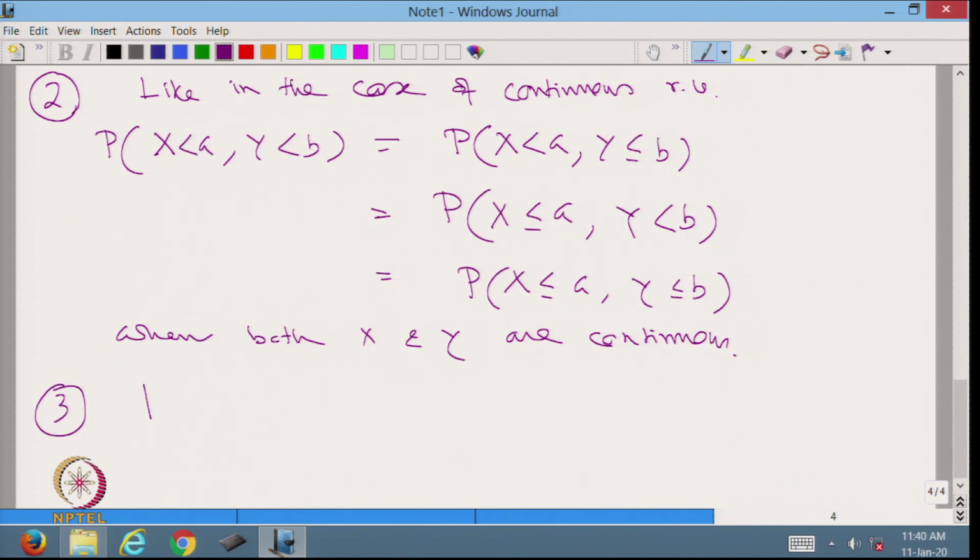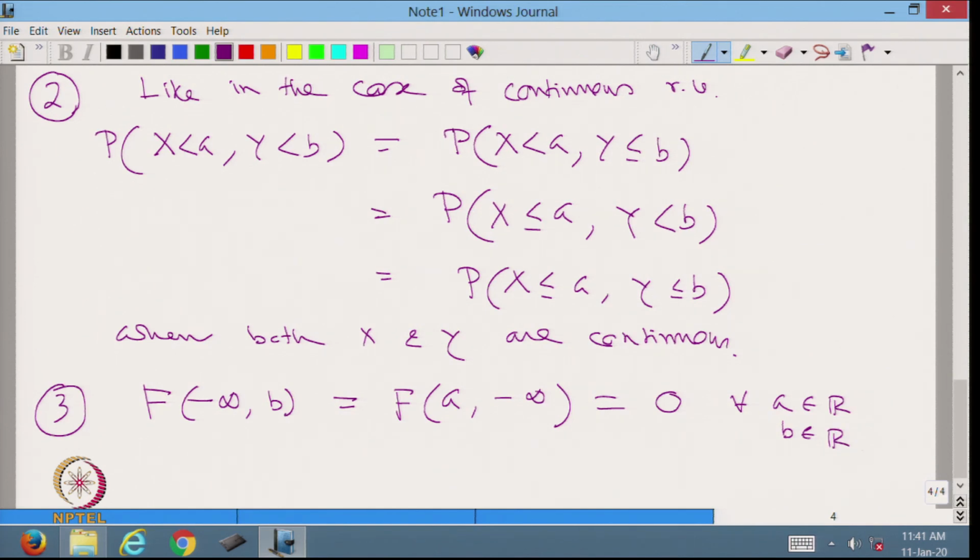Three, F of (minus infinity, b) is equal to F of (a, minus infinity) is equal to 0 for all a belonging to R and b belonging to R. However, F of (plus infinity, plus infinity) is equal to 1. These are very obvious properties and I hope you can understand them and their significance very easily.